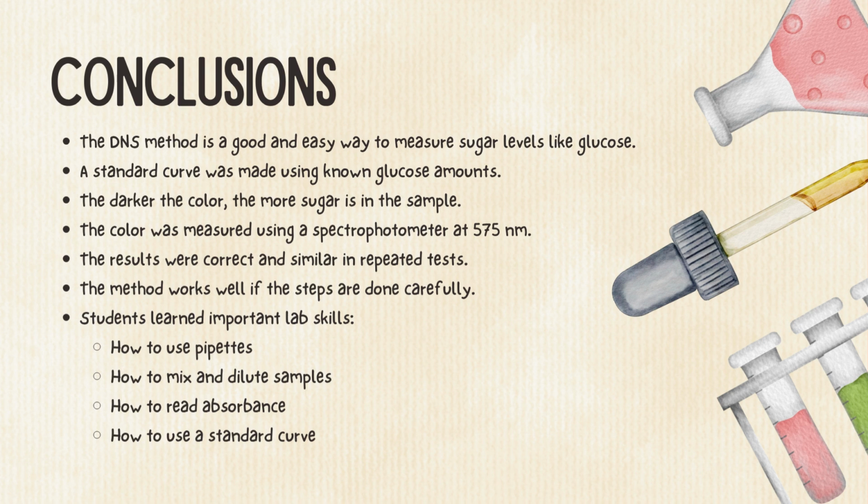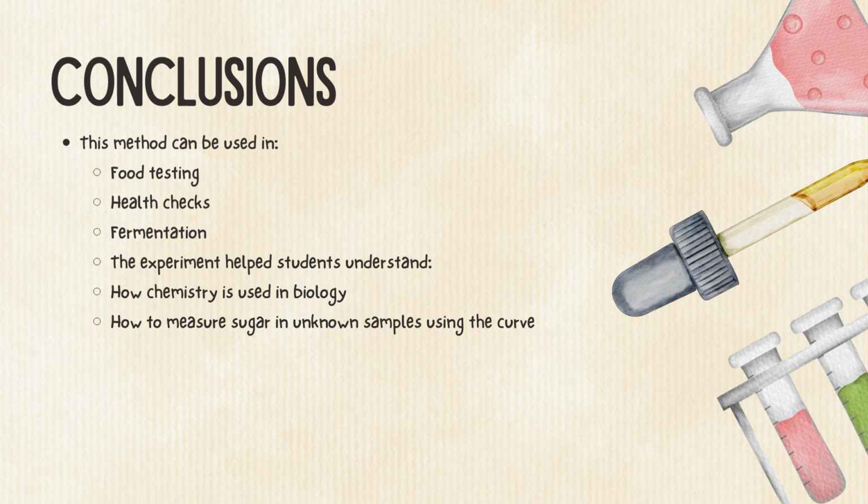This experiment helped students practice key lab skills like using pipettes, mixing solutions, and reading absorbance from a standard curve. These methods can be applied in many areas, such as food testing, health checks, and fermentation processes. Through these experiments, students also learn how chemistry connects to biology and how to measure sugar in a known sample using a standard curve.